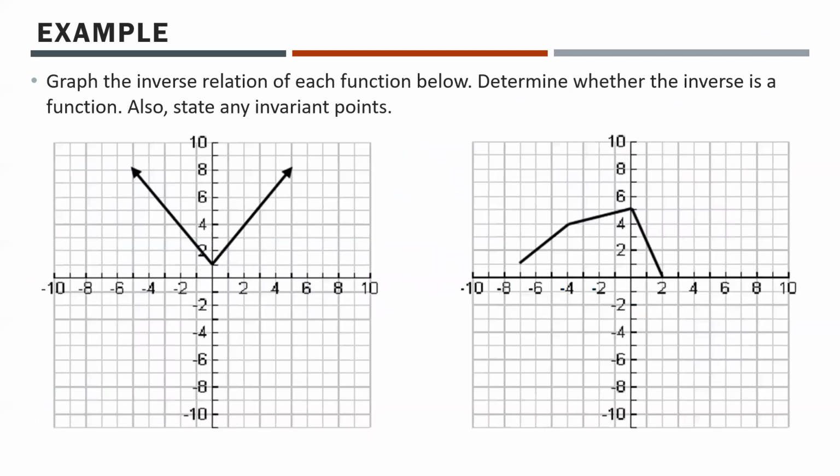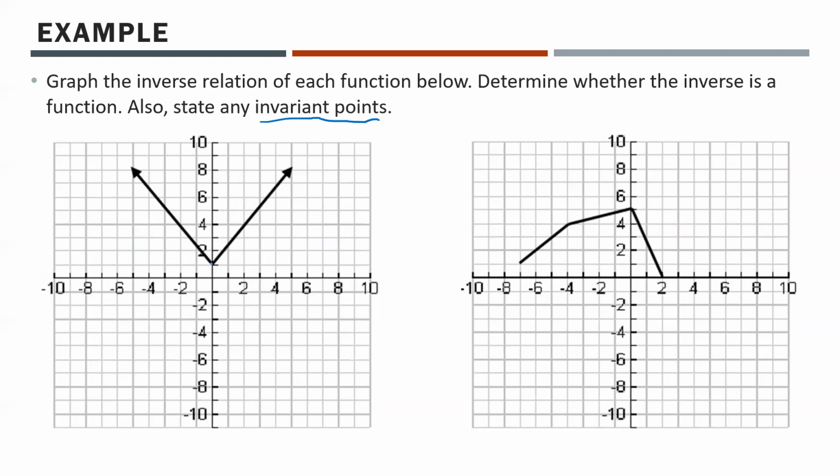Next one, graph the inverse of each function below, determine whether the inverse is a function and state any invariant points. Remember, invariant points are the points that don't actually move. Bottom line here is when you have a graph, just swap your x and y. You can make yourself a table if you want to. Honestly, I'm just going to pick some points and go. So I'm going to do this one on the left first.